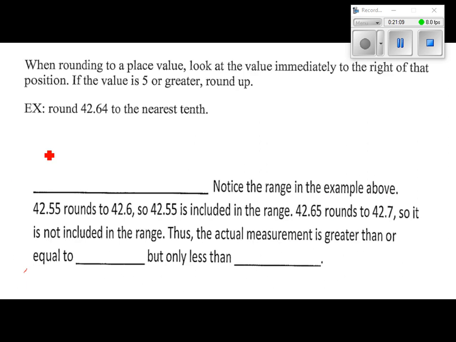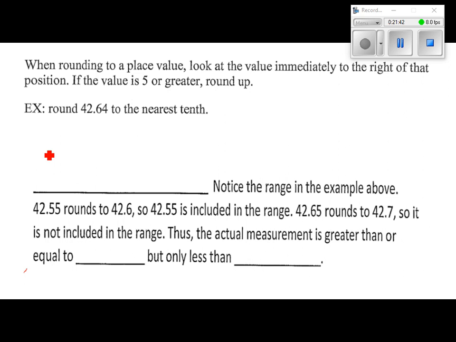When you're rounding something, hopefully all of you know how to round. How do you know how to round? If it's 5 or more, we round it up. If it's 4 or less, what do we do? Leave it alone. Keep it the same, all right?